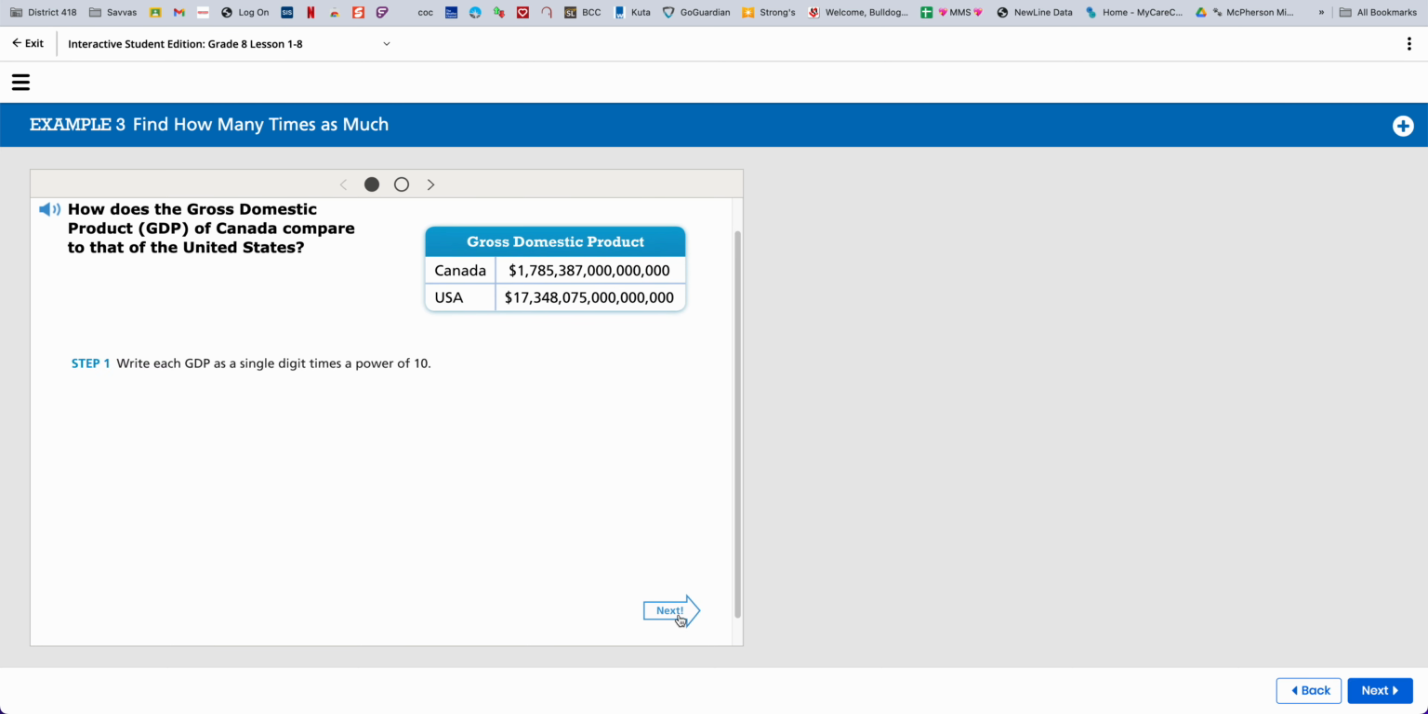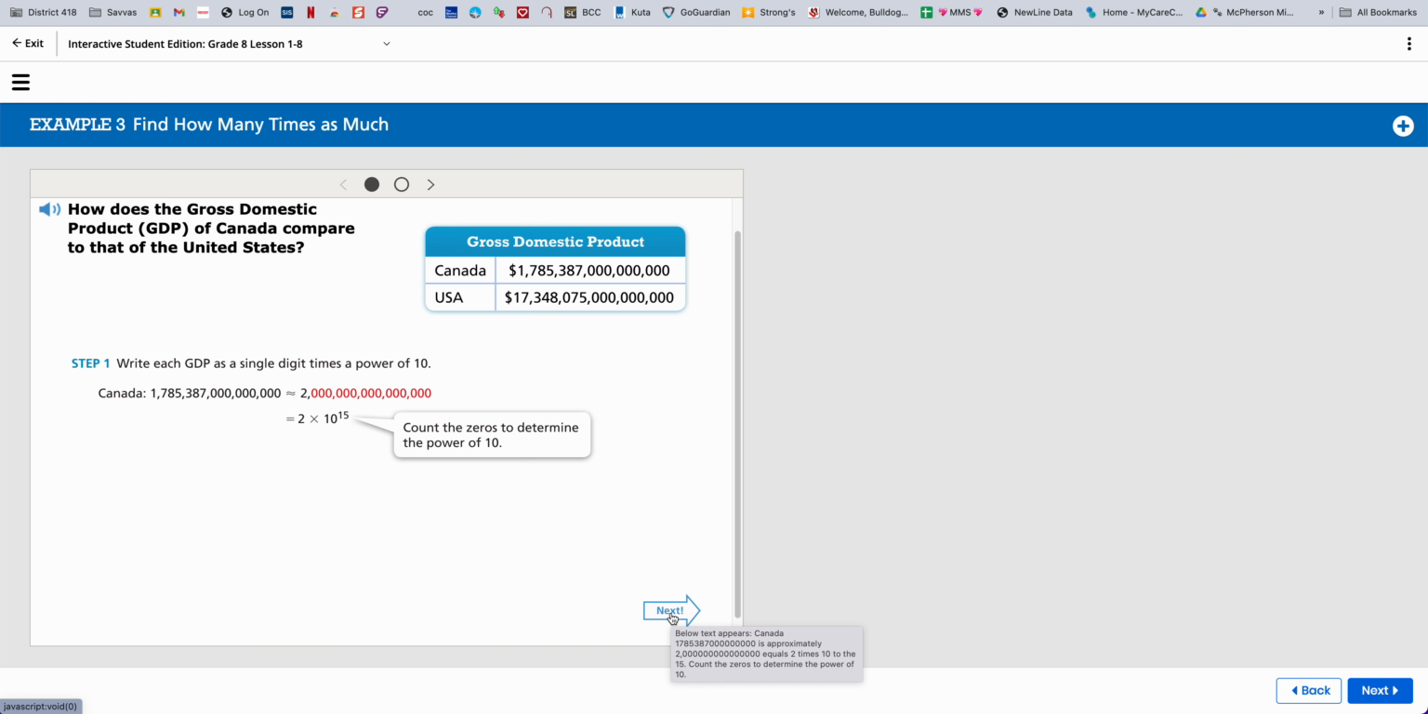Write each gross domestic product as a single digit times the power of 10. So what do we do with Canada? Take that largest digit, the 7 rounds it up to 2, so it's 2 times 10 to the 15th. And then for the US, it's 2 times 10 to the 16th. So which one is bigger? 16 is bigger than 15. Compare the two estimates. That makes sense. 2 times 10 to the 16th is greater than 2 times 10 to the 15th.